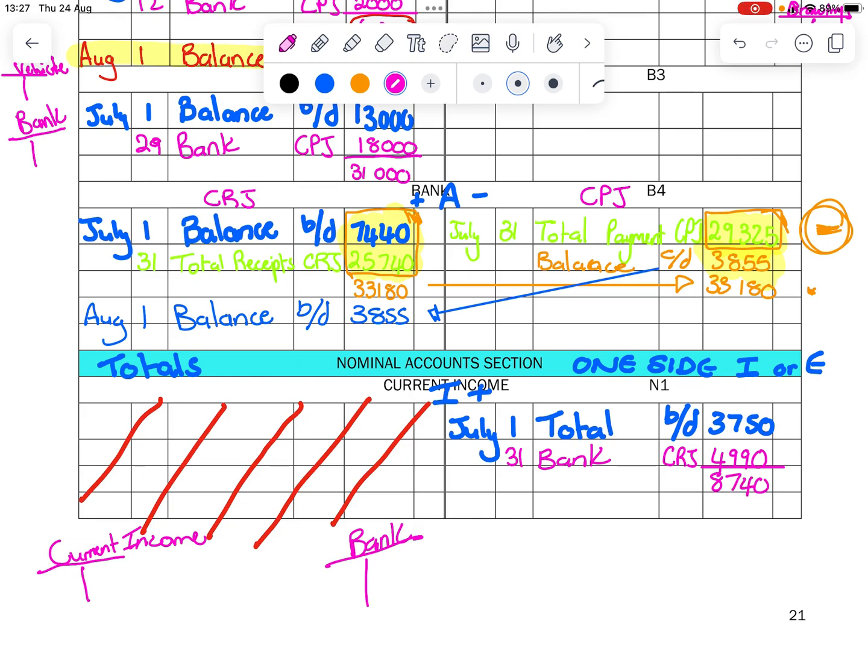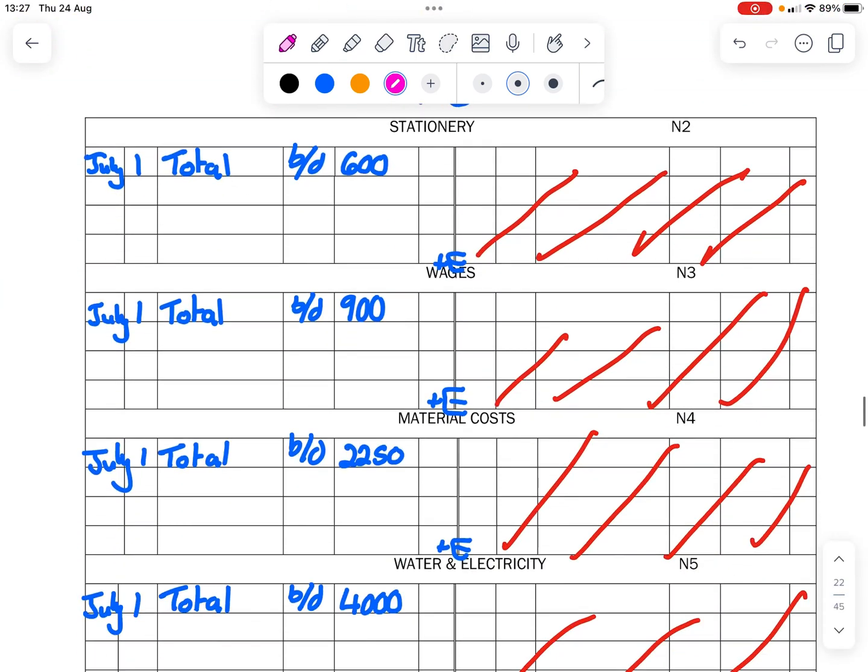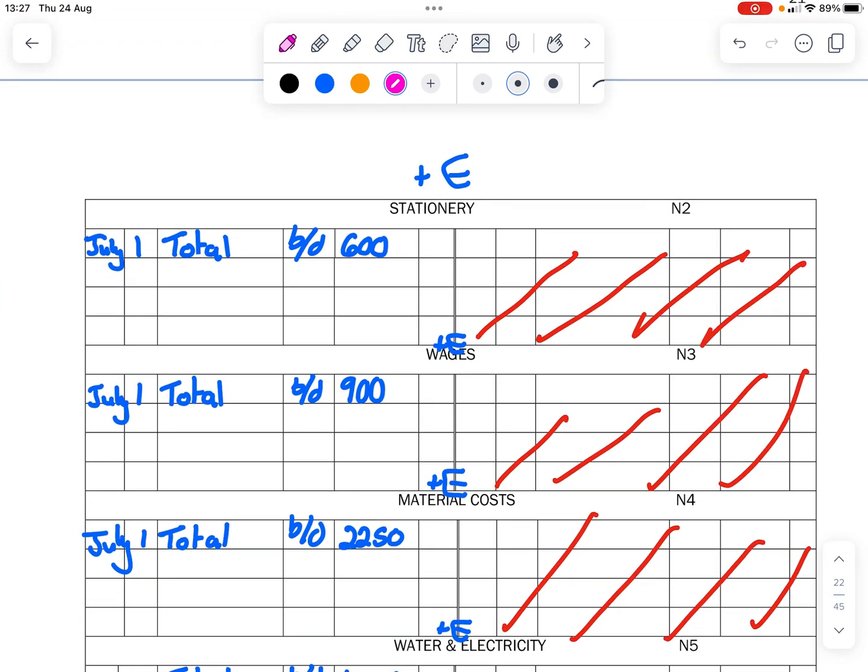8,740 Rand. What you can then do is on the 1st of the month, August the 1st, remember we're in the nominal account section, so we've got our total. It's been brought down from the previous month, and it's 8,740. Okay, now we get to our stationery.